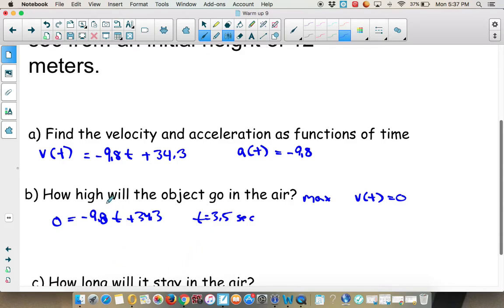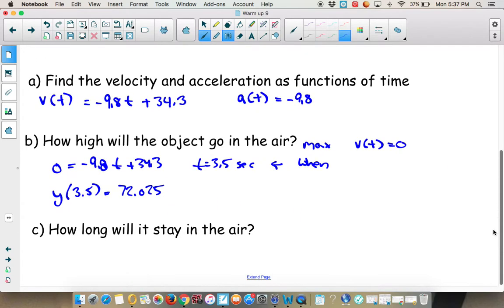Okay, and that's when. That is not how high, that is when. Now I want to know how high it went. That is a position question. So I need to go back to my y of t. So I need to evaluate y at 3.5. And when you put that back into your original equation, it's going to be 72.025.